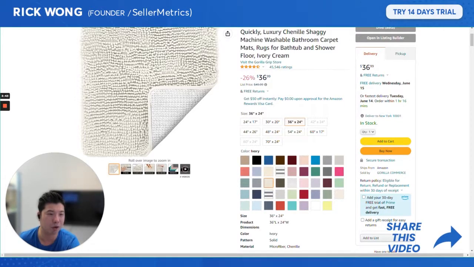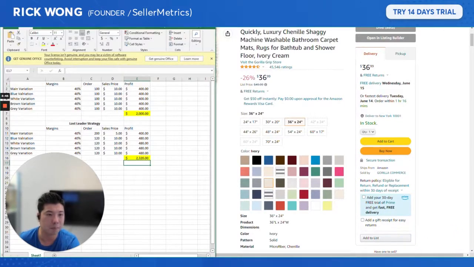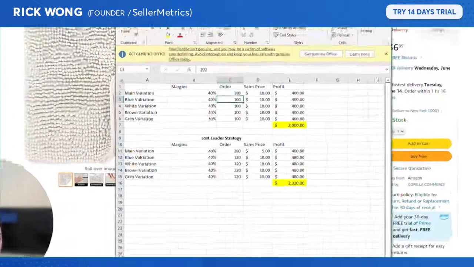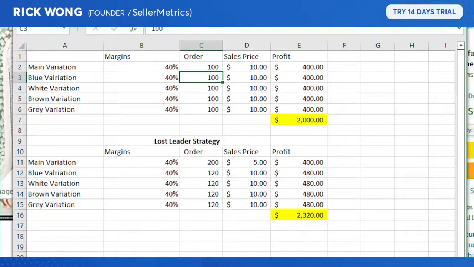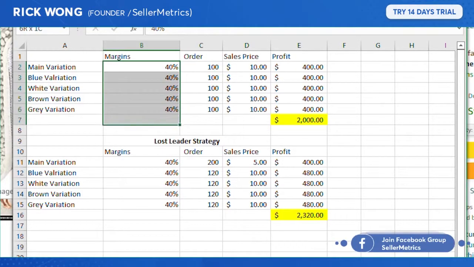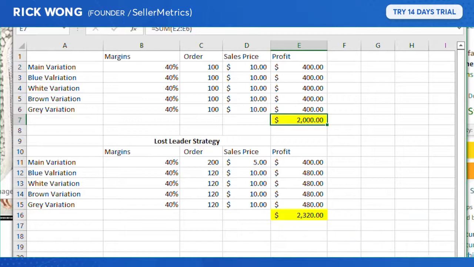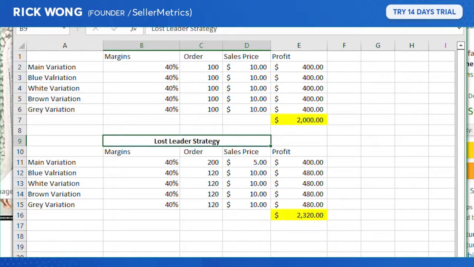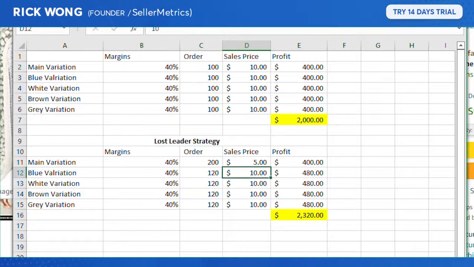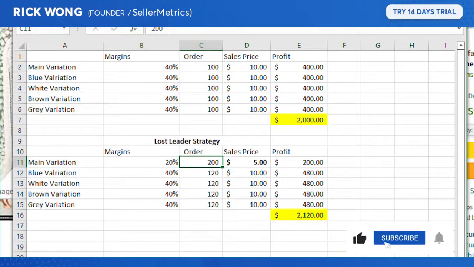So just to give you an example, right? If I were to sell a bunch of products with a parent and child variation, everything priced the same at 40% profit. This is my profit right here, right? But if I use the loss leader strategy, where I would price my main variation product at say half the price of the other ones, my margins decrease by 20% probably, right? But the thing is, this is getting sold at a higher sales velocity, the $5 ones, right?